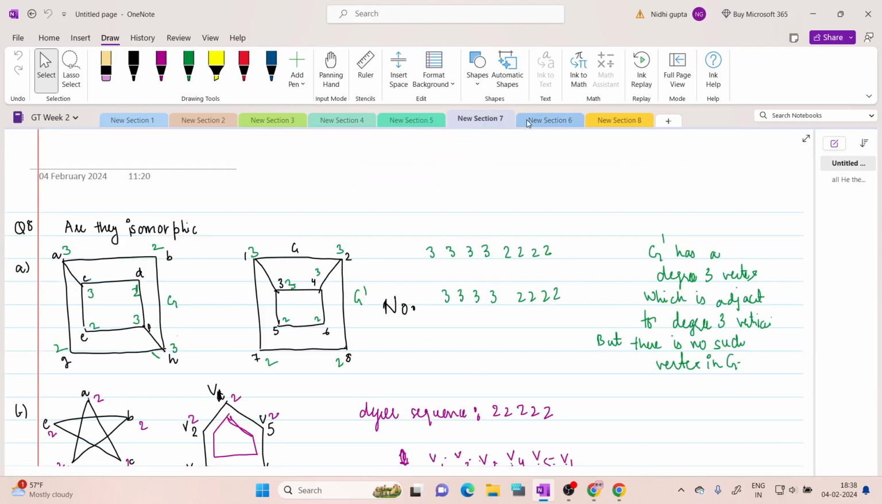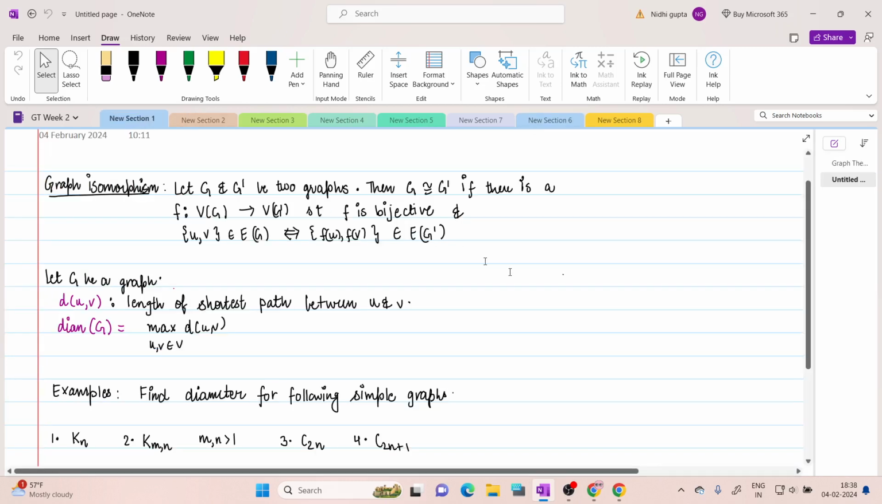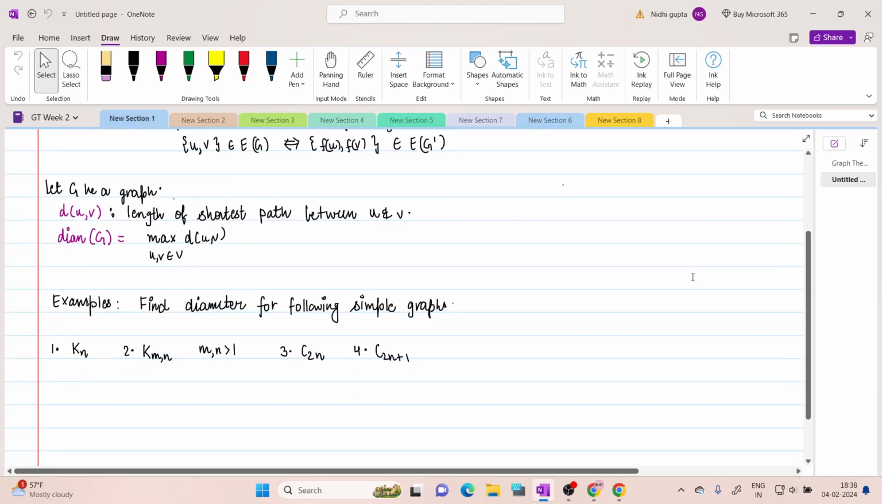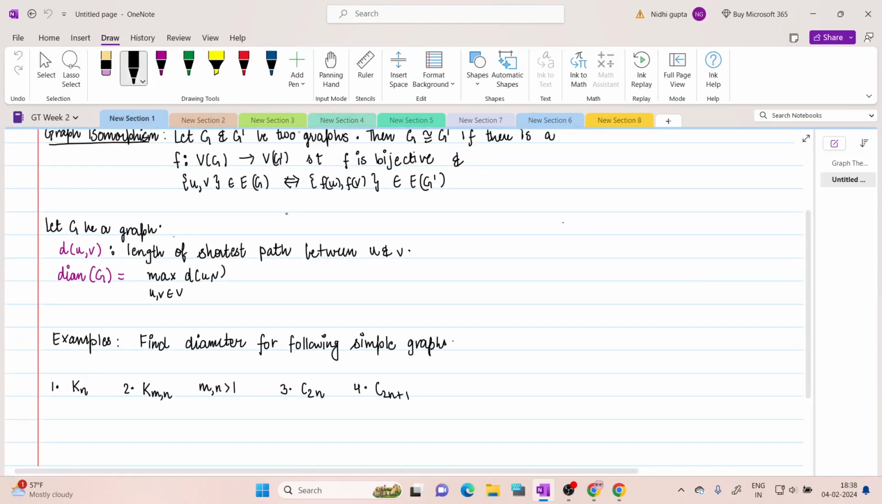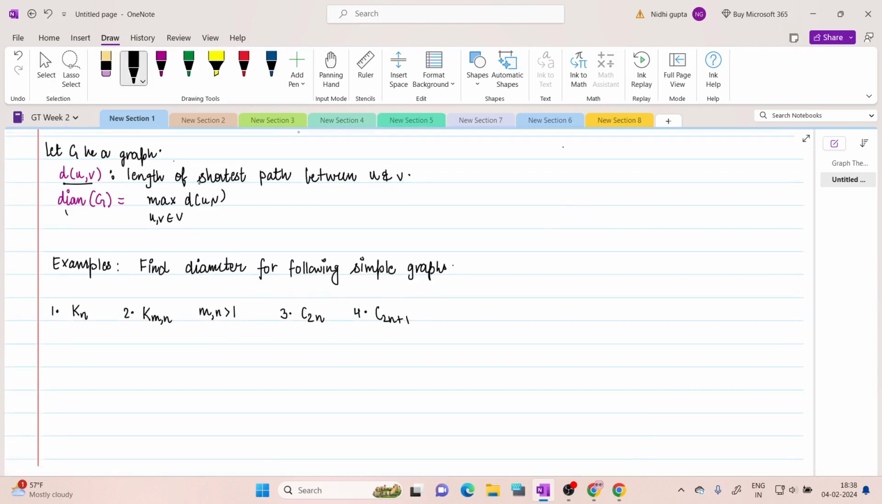So we have done this. Before this, let's introduce the diameter. Now let's come to the last topic of today, which is diameter. First of all, there are two notions. d(u,v) refers to the length of the shortest path between u and v. And the diameter of G is the maximum of all those shortest distances. Let's understand them with examples.